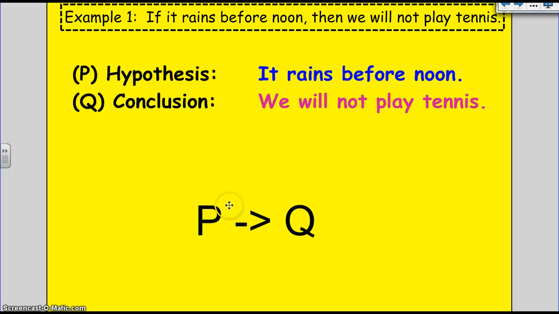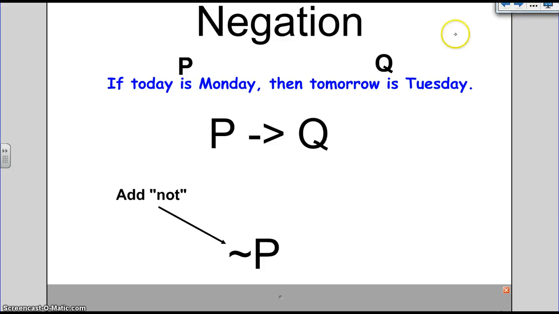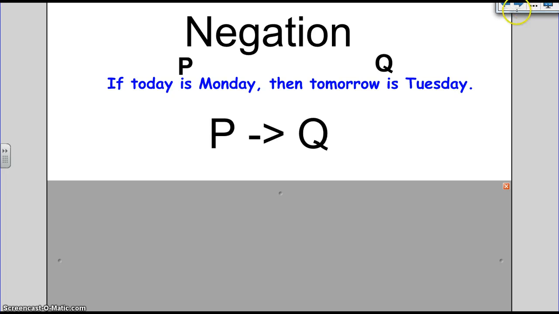A P and a Q? What do those mean? A P, remember, is a hypothesis, and a Q is the conclusion. If P, the hypothesis, which is today is Monday, then tomorrow is Tuesday. All of that is Q, which is the conclusion. Add not. This little squiggly line right here, we're going to use for the word not. Okay? So if today is Monday, that is the hypothesis. Then tomorrow is Tuesday, that is the conclusion.